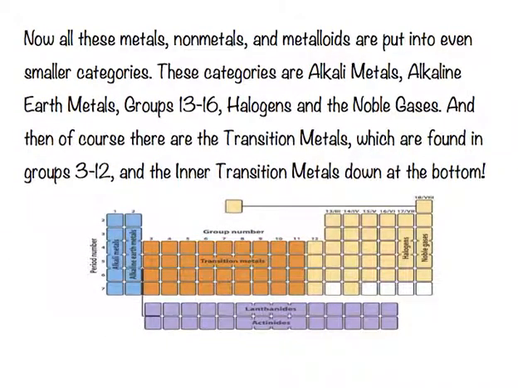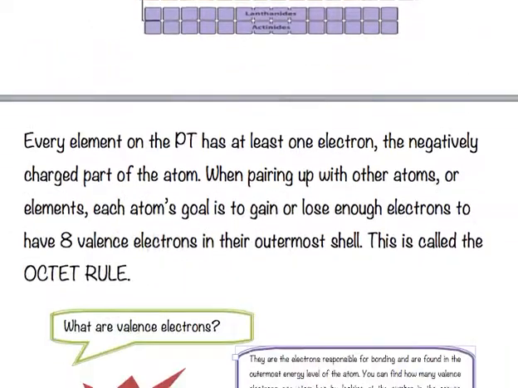Now all these metals, nonmetals, and metalloids are put into even smaller categories. These categories are alkaline metals, alkaline earth metals, groups 13 through 16, halogens, and noble gases. And then of course there are the transition metals, which are found in groups 3 through 12, and the inner transition metals down at the bottom.